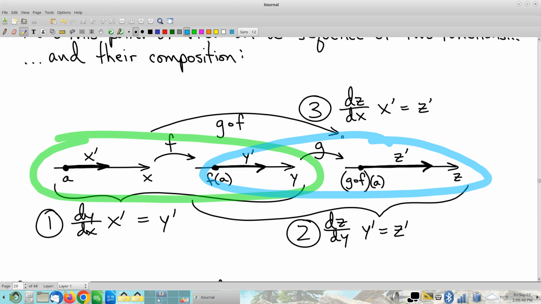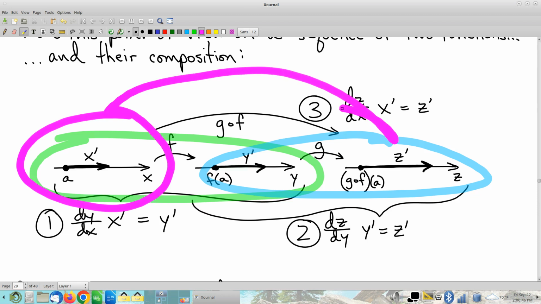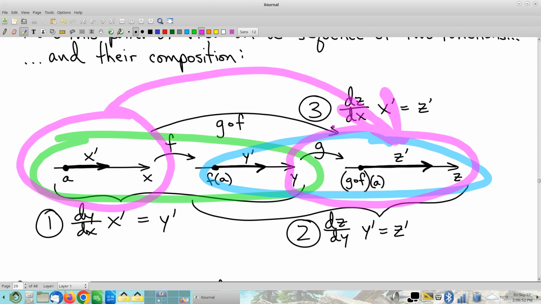And when you're composing, then the original input turns into the eventual output. Right? You sort of leapfrog over the y-axis. Is that cool? Everybody on board? Composing functions, right?